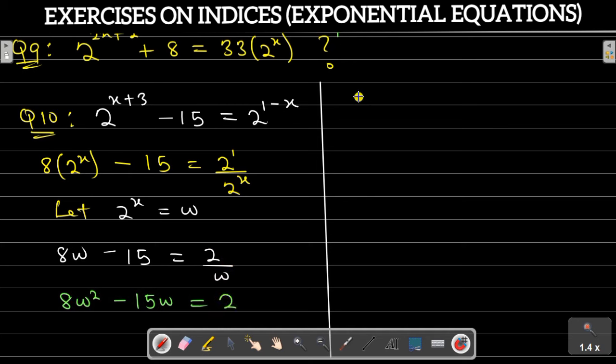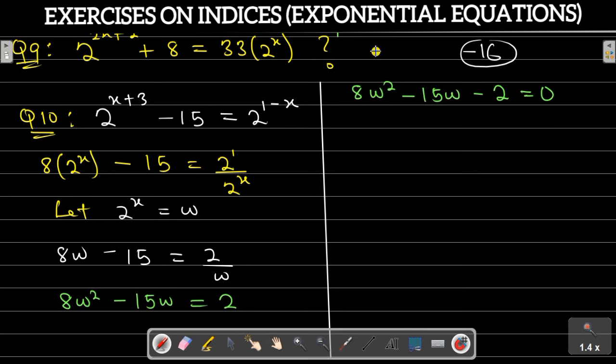Now take this to the other side. We'll have 8w squared minus 15w, and then the 2 coming over will become negative 2 equal to 0, and your quadratic equation appears. Then we will solve. Okay, now multiply your 8 and minus 2, that's minus 16. The two numbers that the product will give minus 16 and the sum will be minus 15 will be what?